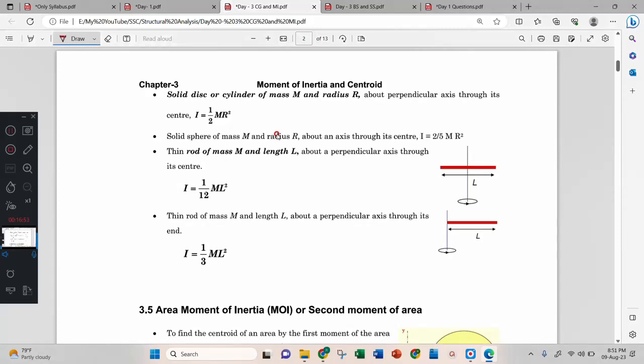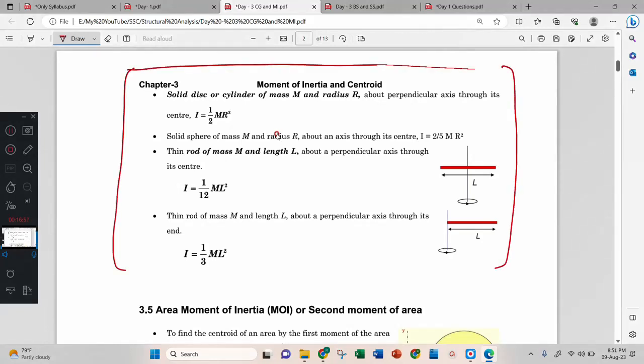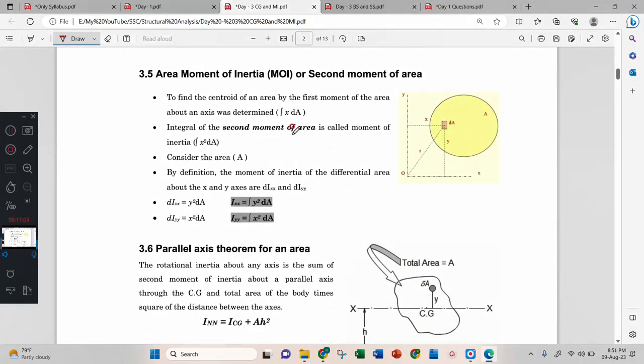Next is mass moment of inertia. You can memorize this the day before the exam if you have memory power, otherwise you can skip it. Okay, now coming to moment of inertia, that is MOI or MI, or second moment of area.